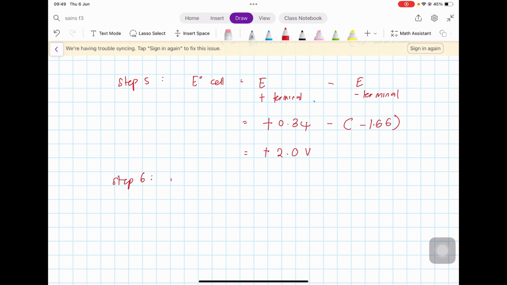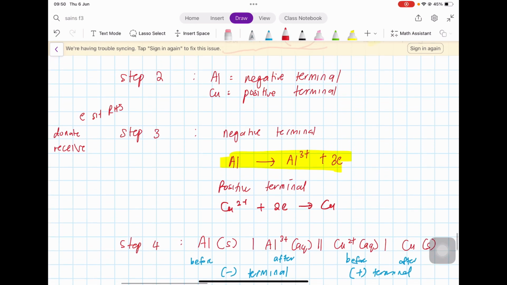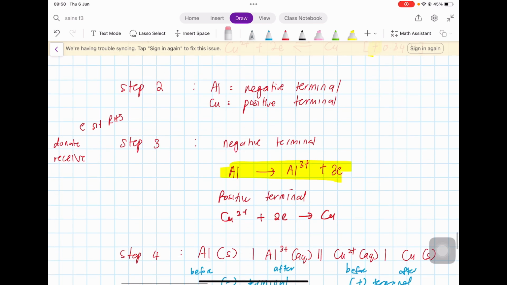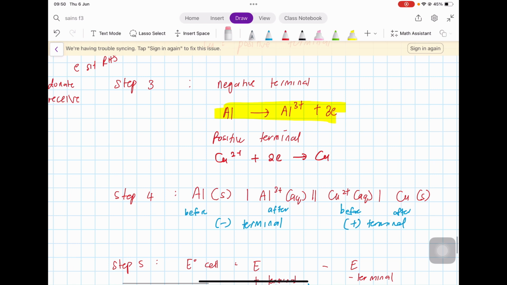Okay, so step 6, of course, is that we will have observations at both terminals. What happens? I like to see from the half equation. So you look back at your half equation. So what can be seen at the negative terminal and positive terminal? We look at the negative terminal first. Aluminium changes to aluminium ion. So from what, actually? This is solid. And then it becomes what? It becomes ion, it becomes solution.